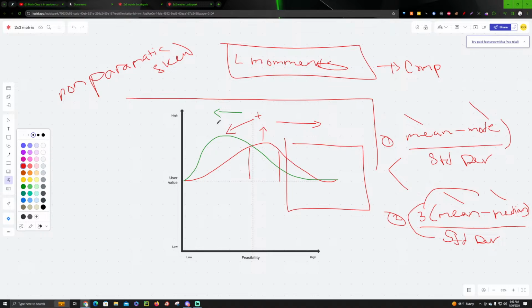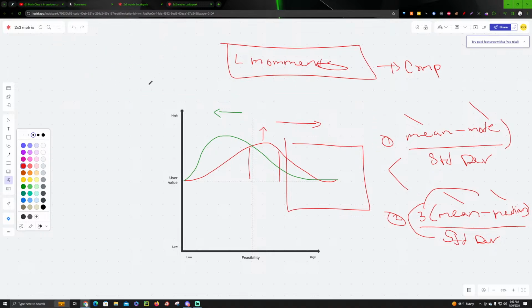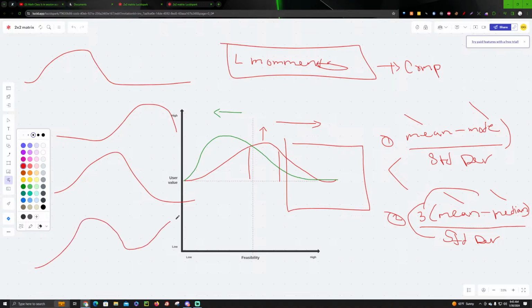Any other questions on skew? Again, very basic knowledge. Positive skew, negative skew, unimodal, bimodal.